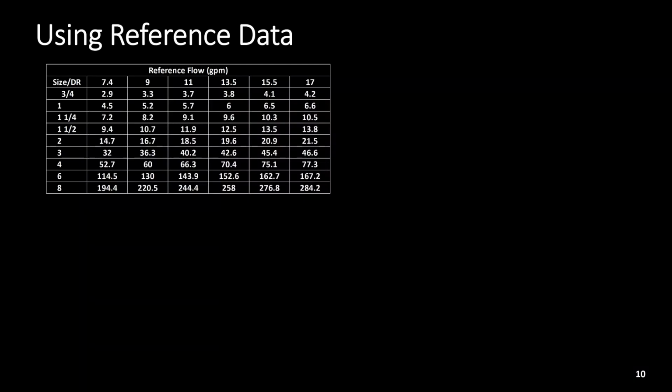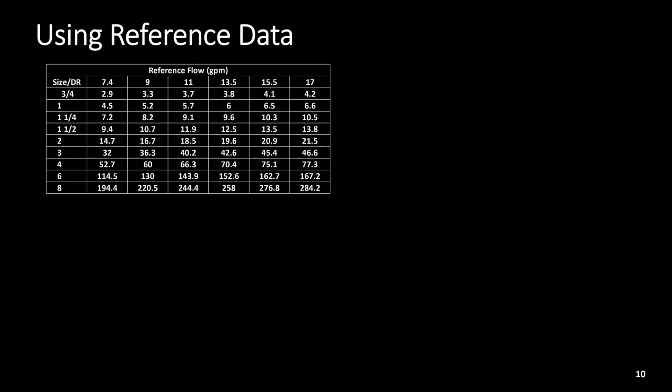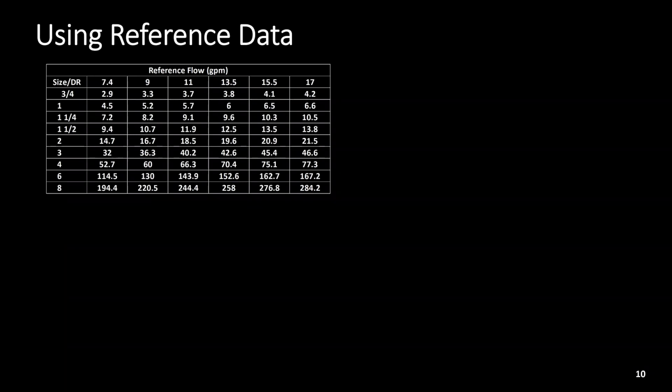So these flow rates correspond to a velocity of 2 feet per second. So you can also consider these reference flow rates as a minimum purging flow rate for that given nominal pipe diameter and DR. For example, a 1.25" pipe, DR11, you're at a flow rate of 9.1 GPM, and that correlates to 2 feet per second. So we've got all these reference flow rates in a table.